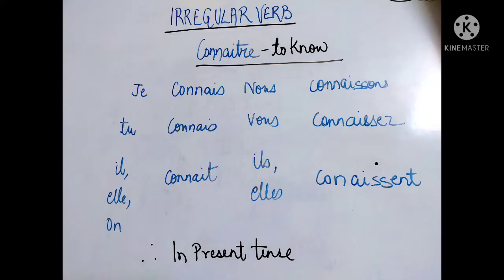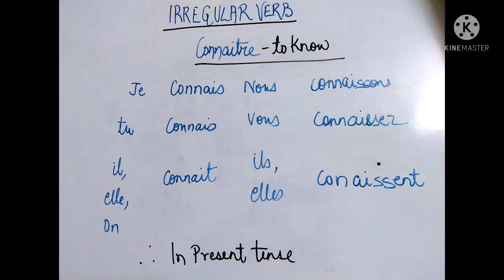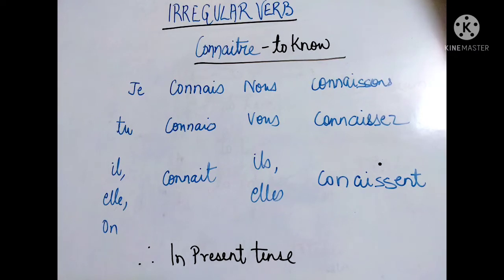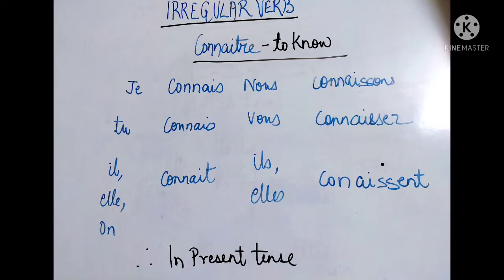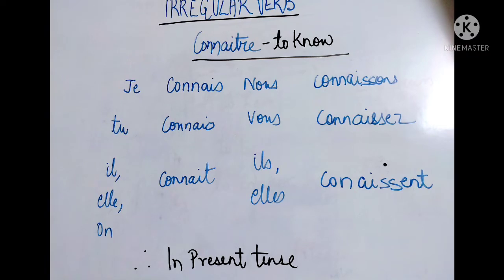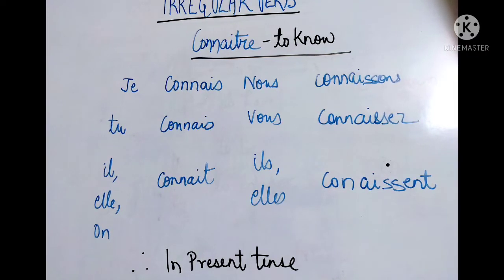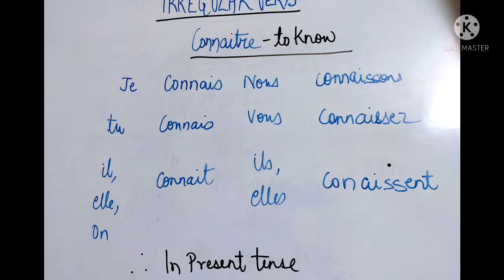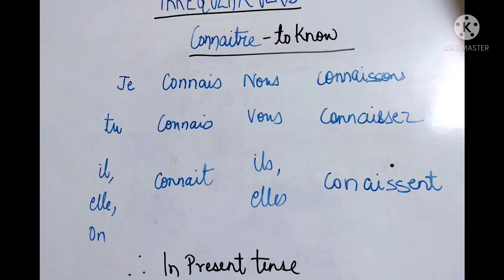Now the next verb is connaître, which means to know. So we have removed the infinitive part. We are left with the stem. We have added s for je and tu. Je connais, tu connais, il connaît. Nous connaissons, vous connaissez, ils connaissent.